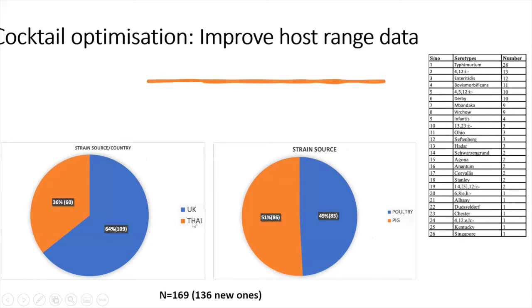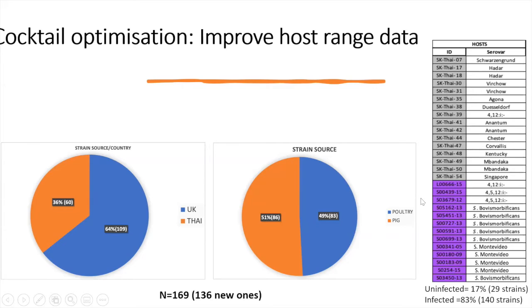Also, these 2 countries are major consumers of pig and chicken products. The strains, as we can see here, are 36% from Thailand and 64% from the UK. The distribution is roughly equal between pigs and poultry. Here are the different serotypes that we are able to cover, showing the numbers of strains representing the different serotypes.